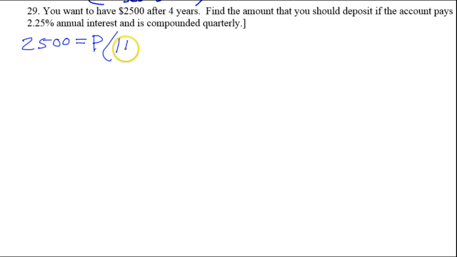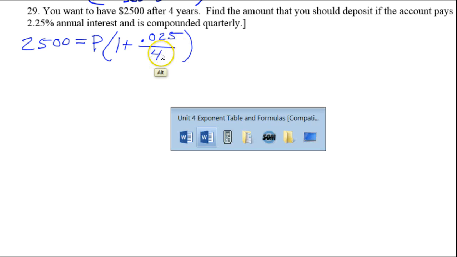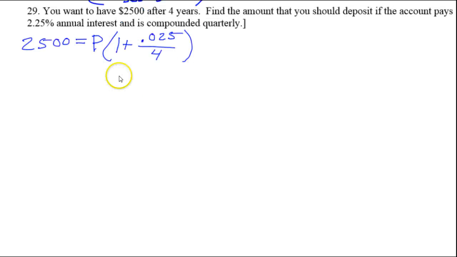So that's 1 plus, the rate is 2.25%. If we convert that to a decimal, that's 0.0225. Now down here is n. We're compounding quarterly, so n is 4. And then it's nt power. So that's 4, and the time is 4 years. So that's another 4. Those are two different things though. The first 4 is n, quarterly. The second 4 is because it was 4 years. So we have to solve this for P.